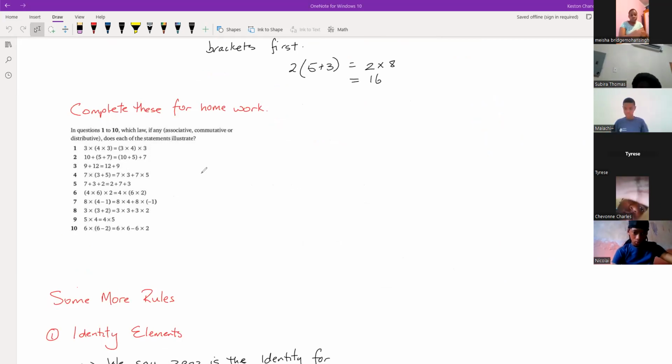So today we did so far associative law, commutative law, distributive.